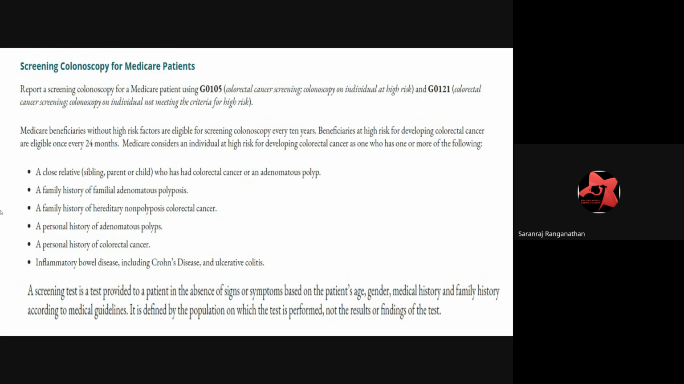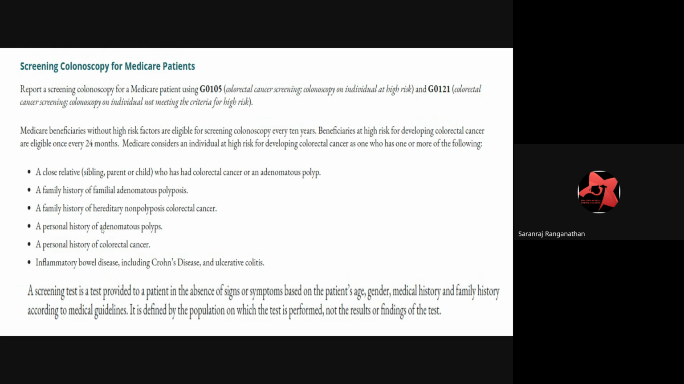Medicare considers an individual high risk for developing colorectal cancer if they have one or more of the following criteria. So what are the high risks they are telling? First, a close relative, which means siblings, parent or children, who has had colorectal cancer or adenomatous polyp is considered a high risk. Then a family history of familial adenomatous polyposis. Then family history of hereditary non-polyposis colorectal cancer.